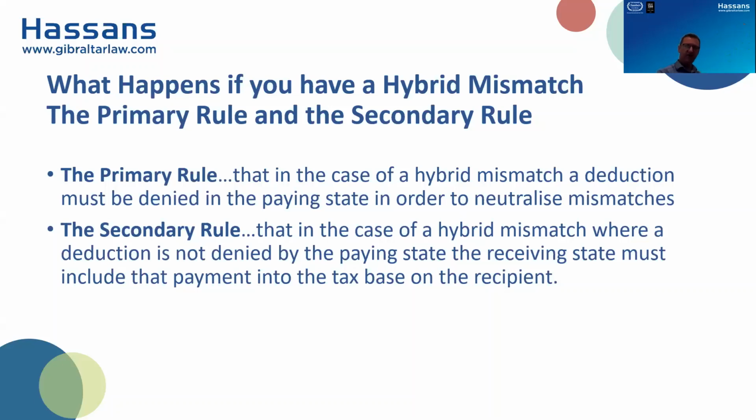America. So then you fall back on the secondary rule, and under the secondary rule, if the deduction is not denied by the paying state, then the recipient, the receiving state, must include that payment into the tax base of the recipient. So that means if a recipient entity receives a payment that has not been denied as a deduction in the other state, then it must pay tax on that.